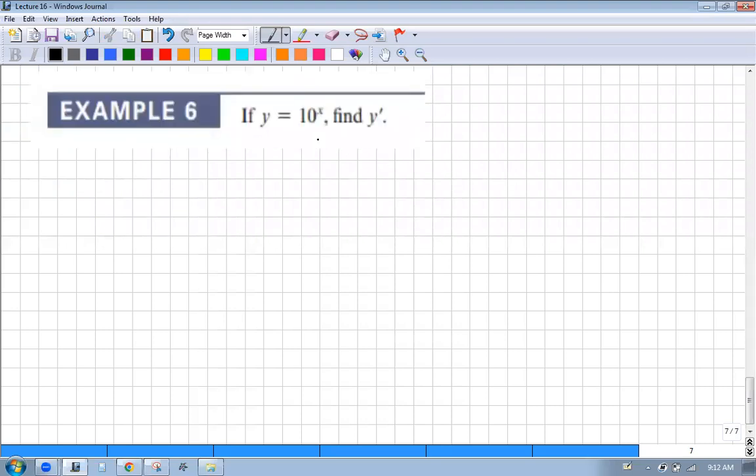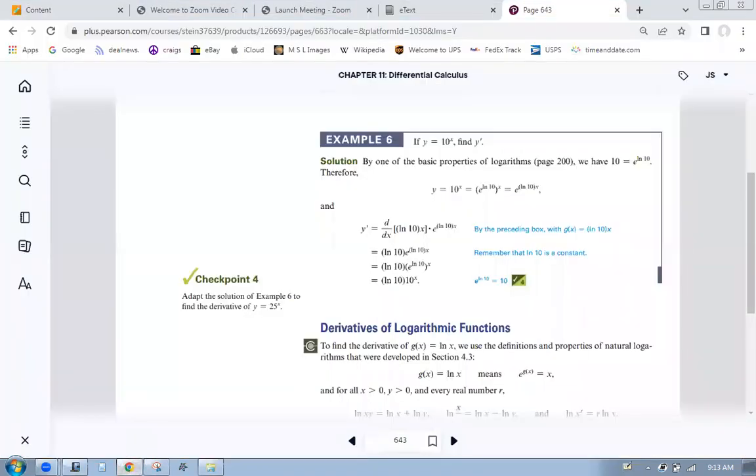Okay. 10 to the x. Here, well, we know what to do with e to the x, but this is 10 to the x. What are we going to do? Yeah, there's a rule for it, right? Basically, we have to do a change of base. Let's see, how can we do this? My brain's hazy this morning. Oh, okay.